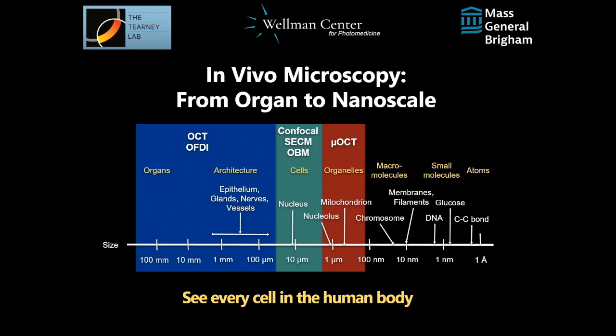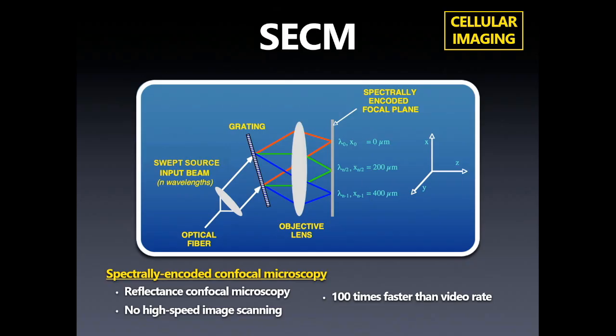And like I had mentioned, OCT is an architectural imaging modality, but sometimes you need to actually see at higher resolution and look at cellular morphology. And so we've developed this form of confocal microscopy called spectrally encoded confocal microscopy that is super high speed, and it has much higher speed than conventional reflectance confocal microscopy. And it can now go probably like 10,000 times faster than video rate. So it's super fast. And as a result, it's capable of imaging whole organs in real time.